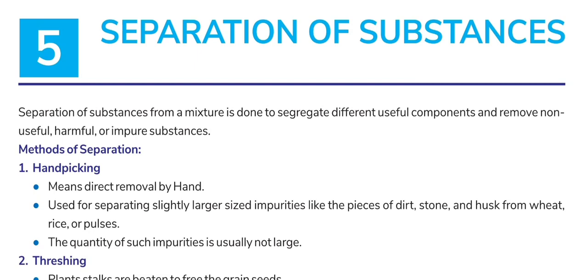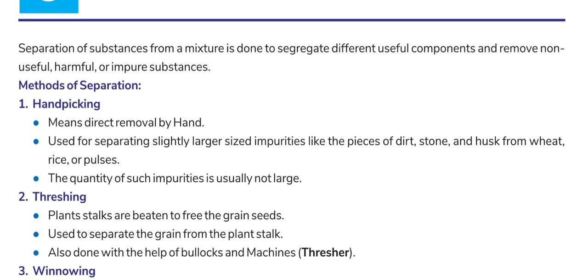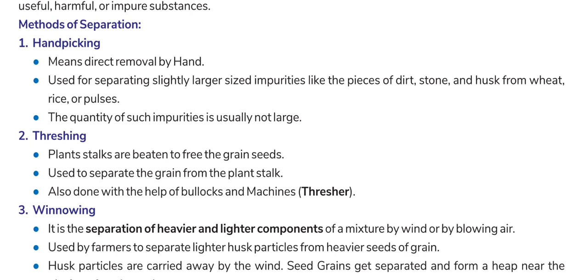Separation of substances from a mixture is done to segregate different useful components and remove non-useful, harmful, or impure substances. Methods of separation. 1. Hand-picking means direct removal by hand, used for separating slightly larger-sized impurities like pieces of dirt, stone, and husk from wheat, rice, or pulses. The quantity of such impurities is usually not large.